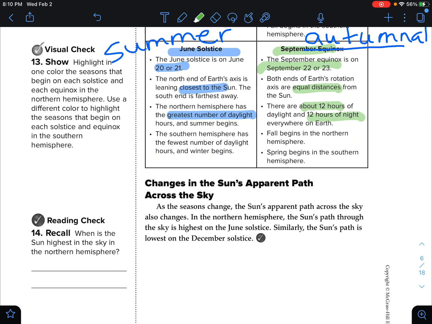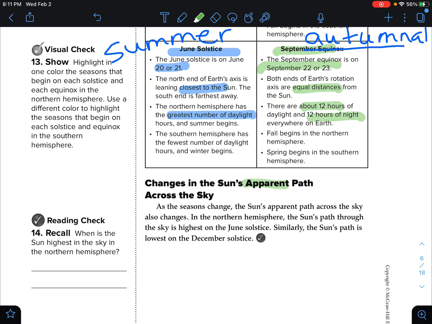Okay, last little section here. Changes in the sun's apparent path across the sky. Now remember, apparent. We've talked about that before, that apparent means just our perception. The sun is not actually moving across the sky. It is the Earth's rotation from west to east, counterclockwise, that makes everything in the sky appear to be moving.